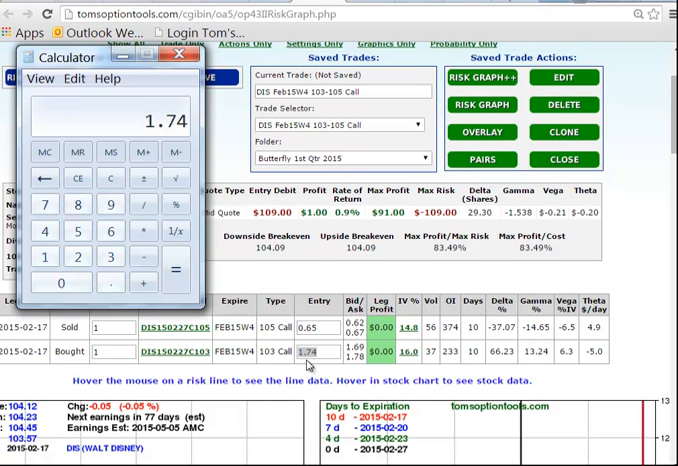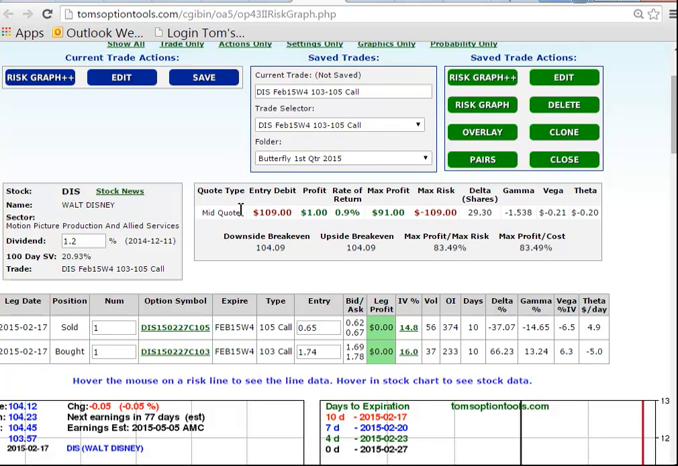Now, how do we get to an entry cost of $1.09? Well, if I'm buying this for $1.74 and I'm selling the 105 for 65 cents, you do minus 65 cents. I'm now looking at $1.09. That's my cost per contract. Now, how much stock does one contract control? 100 shares of stock. So you have to take that times 100, and that gives me my 109 debit. So that's what I'm looking at, is my 109 debit.